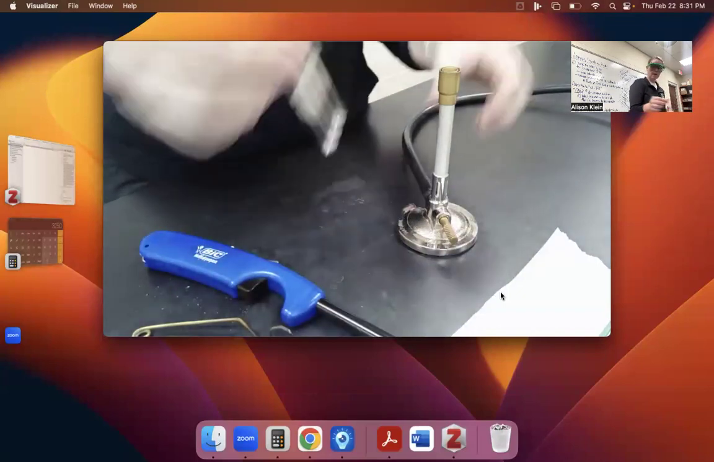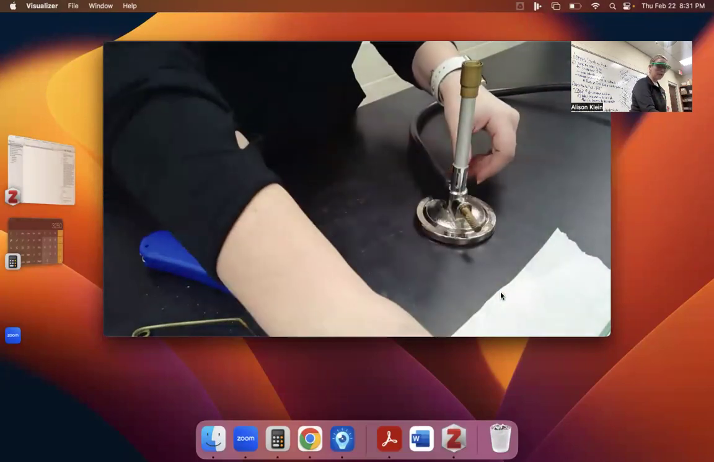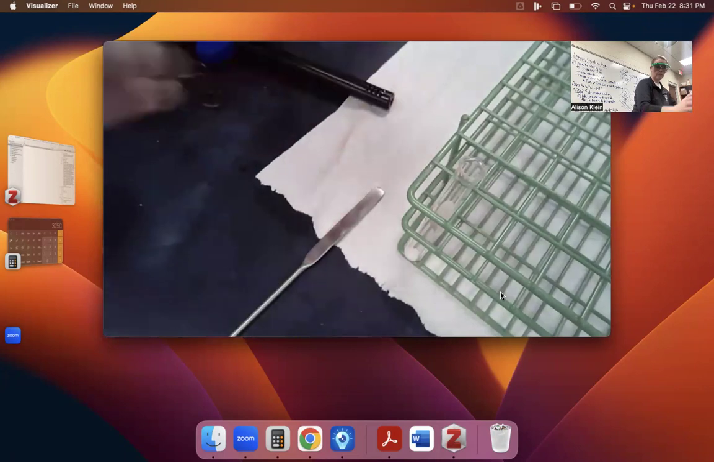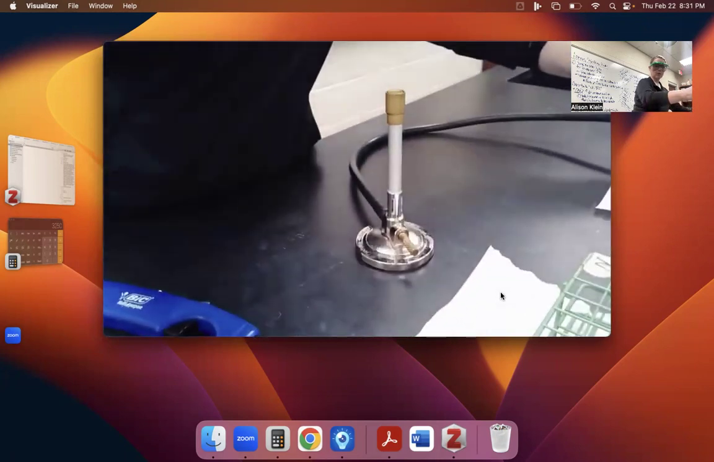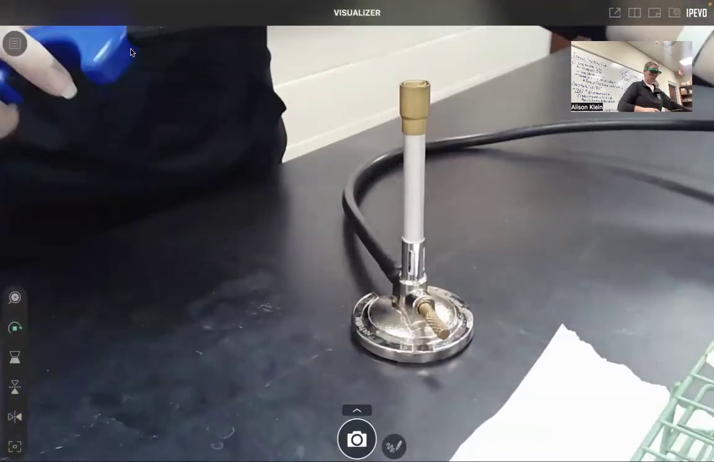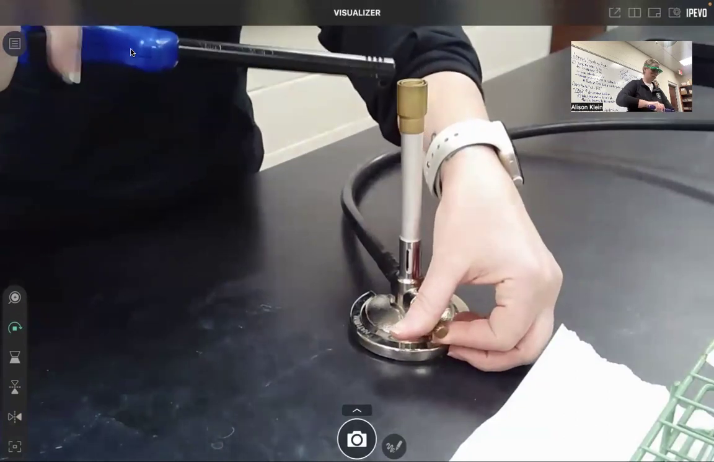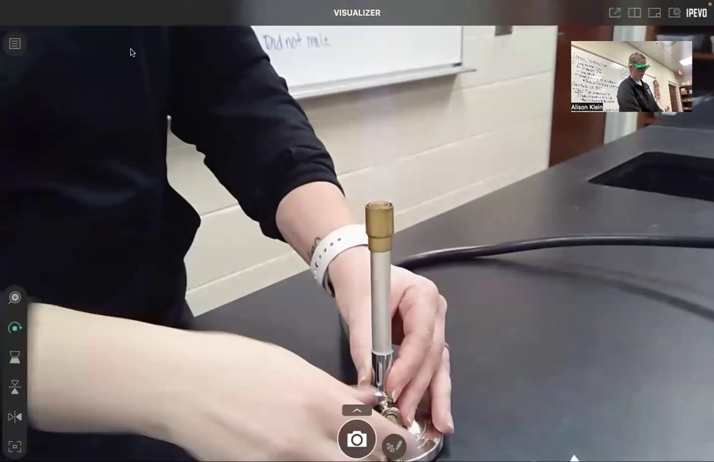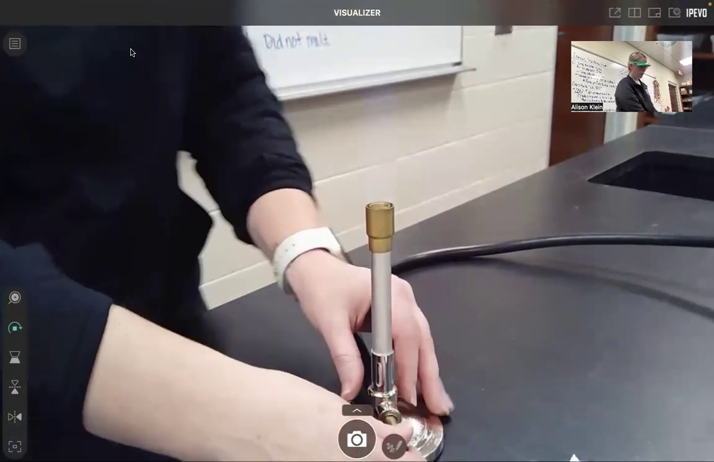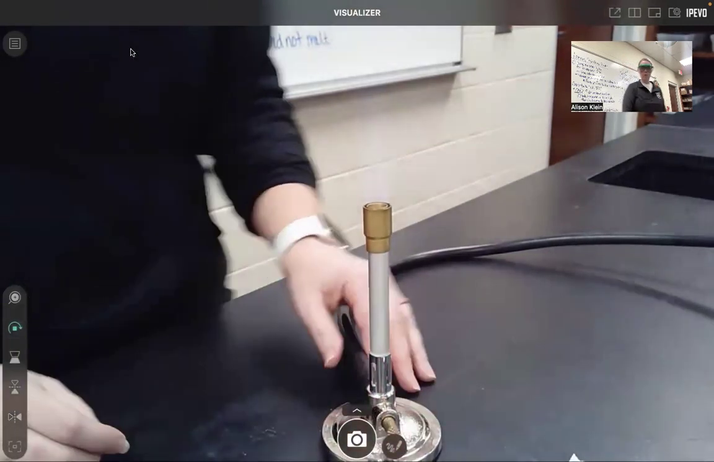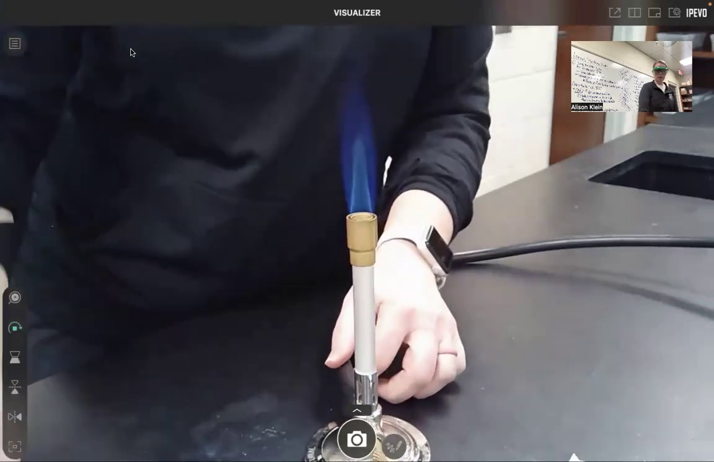So I'll place my sample in my test tube rack for a moment. So my sample is in my test tube rack waiting for me to start. And then I'm going to light my Bunsen burner. So we'll light our Bunsen burner and we're going to adjust our flame. So we have our Bunsen burner with a nice blue inner cone. There's our blue inner cone.